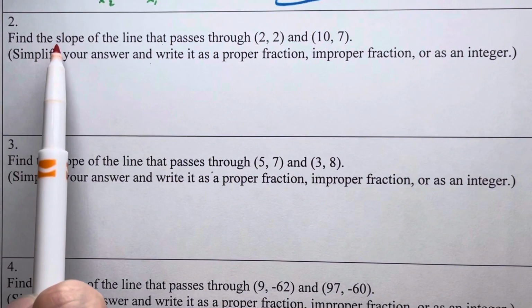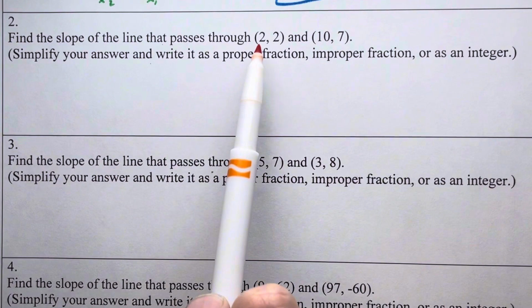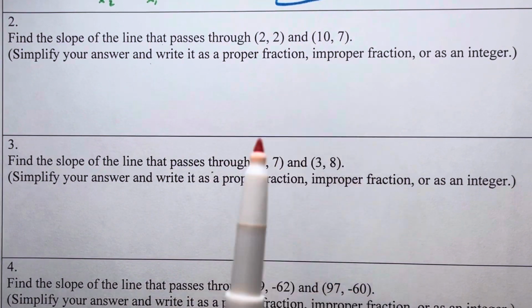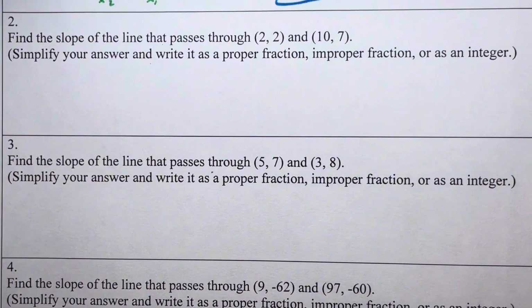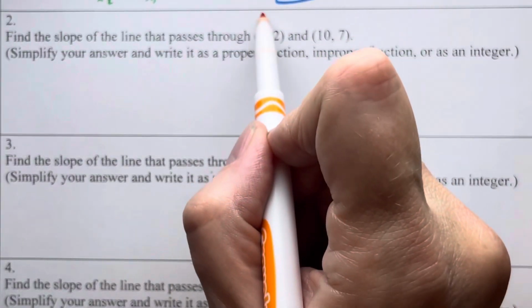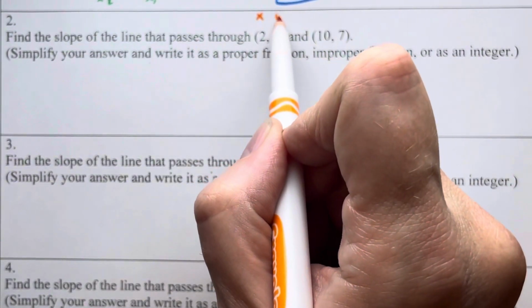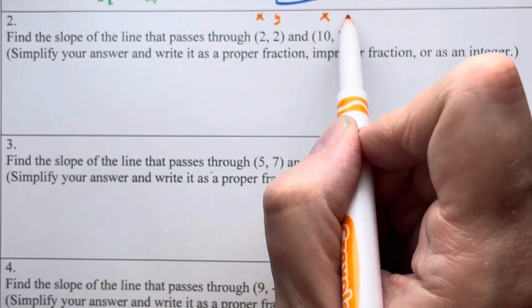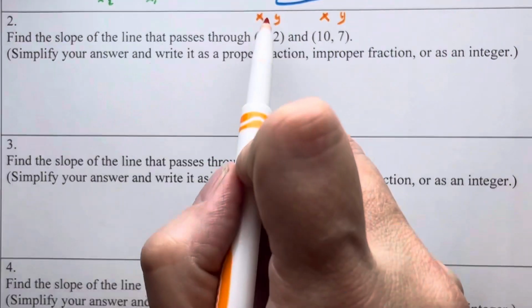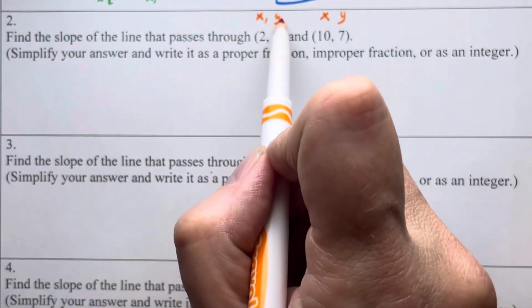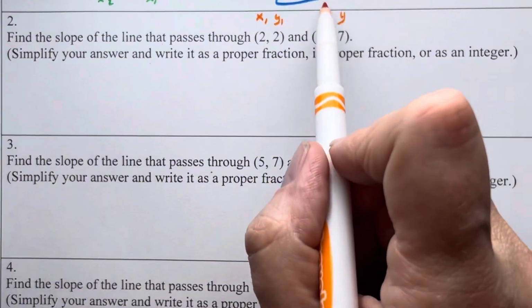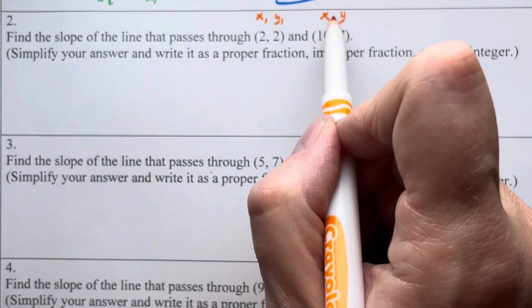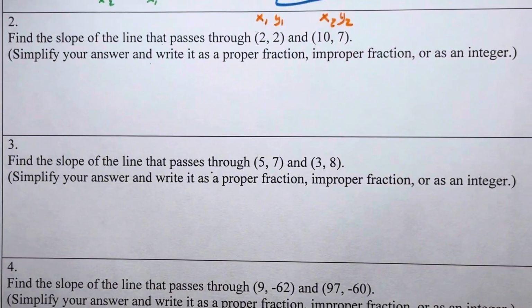Example 2 asks us to find the slope of the line that passes through the points 2, 2 and 10, 7. Let's start this process by just simply labeling our coordinate points as they are always first x and then y. Our first point, point 1, x1, y1. Our second point, point 2, x2, y2.